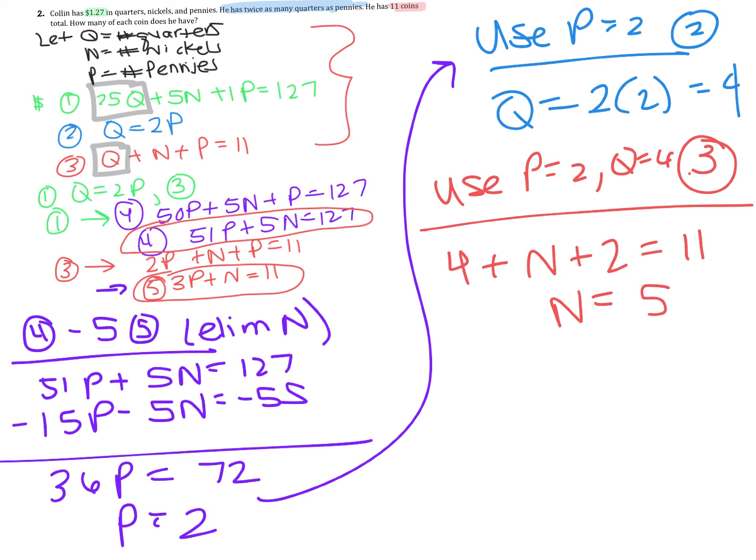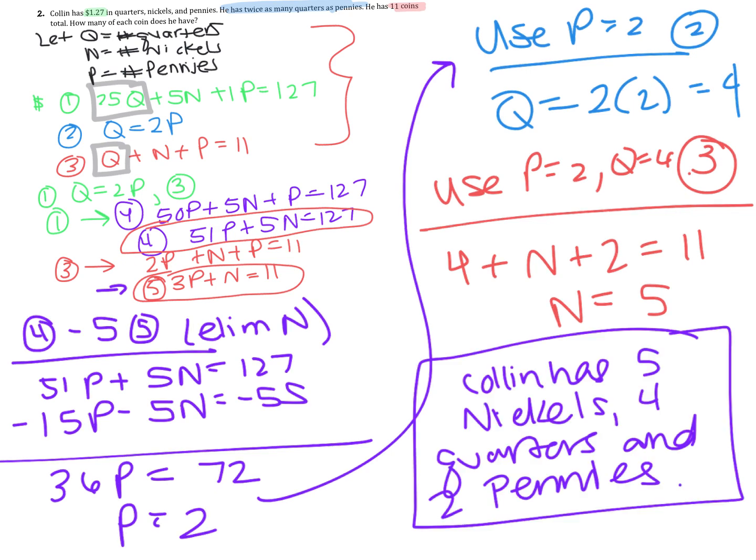I want to make sure that makes sense. I know I have the right number of coins. I could do the math to figure out how much 4 quarters is, $1, how much 5 nickels is, 25 cents, how much 2 pennies is, 2 cents. So I do get $1.27, but it's really good to conceptually take the time to make sure that the numbers make sense, and then even mentally to do the math when you have the ability to do so. So to answer the question, I'm going to write this in a complete sentence. Colin has 5 nickels, 4 quarters, and 2 pennies.